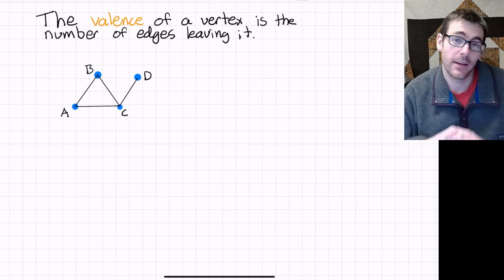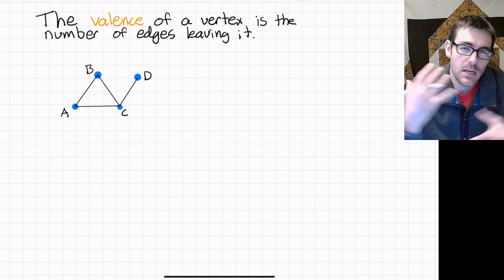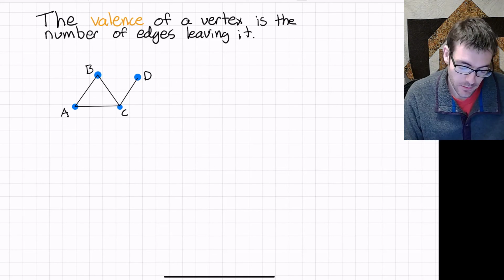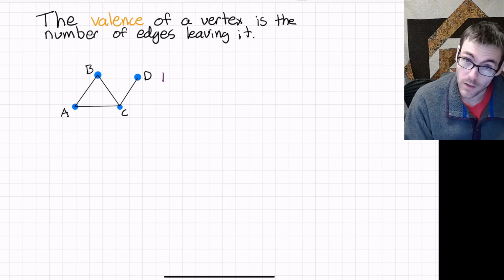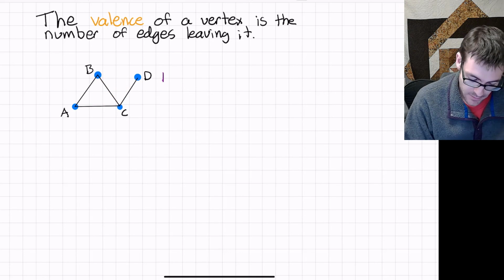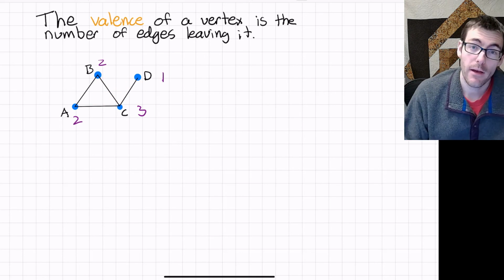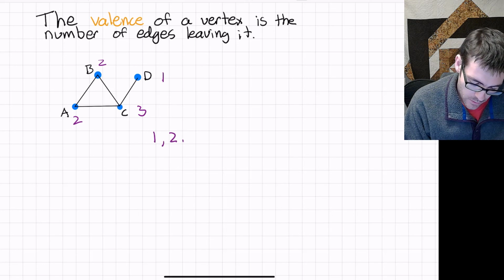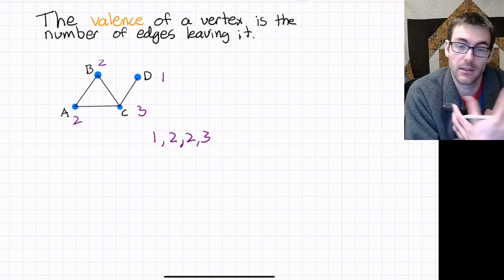And that brings us to our last definition for today: the valence of a vertex is the number of edges that leave it, or that come to it, or that meet at that vertex. So for example, our D vertex here has valence 1, whereas C has 3 edges coming out of it, so it has valence 3. One thing that we can write down for a graph is called the valence sequence. The valence sequence for this graph is 1, 2, 2, 3. We're just listing out the valences of each of the vertices.